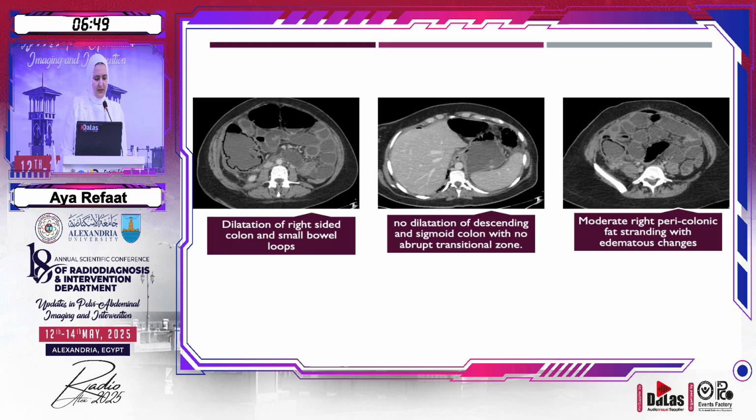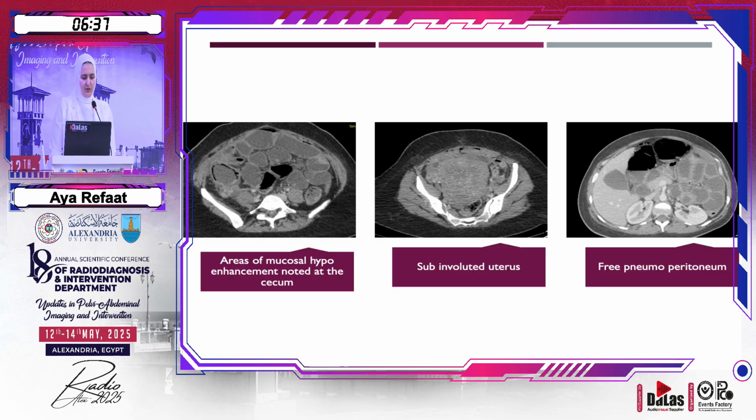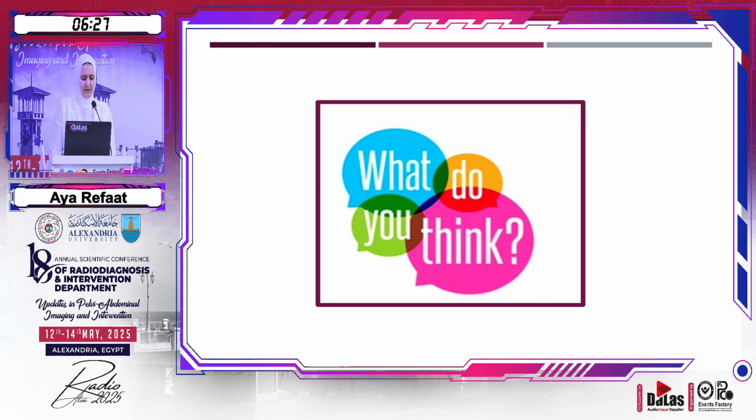Dilatation of the right-sided colon and small bowel loops, with no dilatation of the descending and sigmoid colon and no abrupt transition zone. Moderate right pericolonic fat stranding with edematous changes. Areas of mucosal hypoenhancement noted at the cecum, subinvoluted uterus, and free pneumoperitoneum, which are accepted post-operatively. So what do you think the diagnosis is?